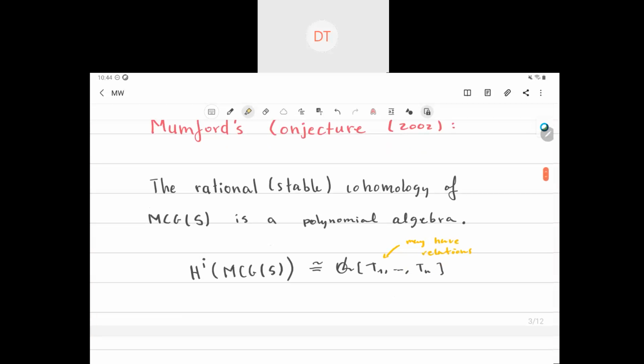So this is the type of result that we want for this mapping class group, that the cohomology has the structure of this polynomial algebra, right? Where the t's don't really mean independent variables. They may have relations. The point is that it's an algebra over the rationals.